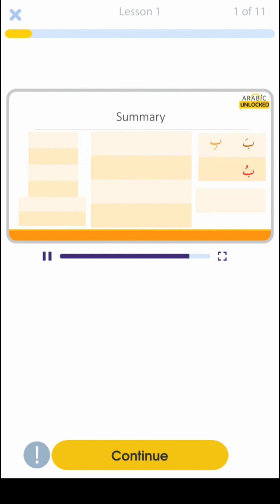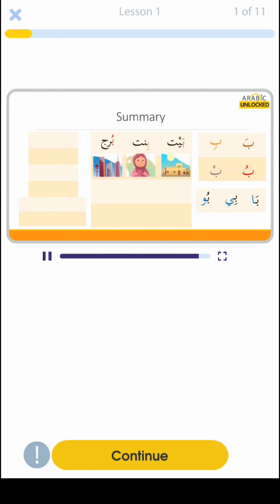So in summary, a Ba with a Fatha makes a Ba sound, a Ba with a Kasra makes a B sound, a Ba with a Dhamma makes a Bu sound, and a Ba by itself or with a Sukoon makes a B sound. A Ba with a long vowel Alif makes Ba, a Ba with a long vowel Ya makes B, and a Ba with a long vowel Waw makes Boo.